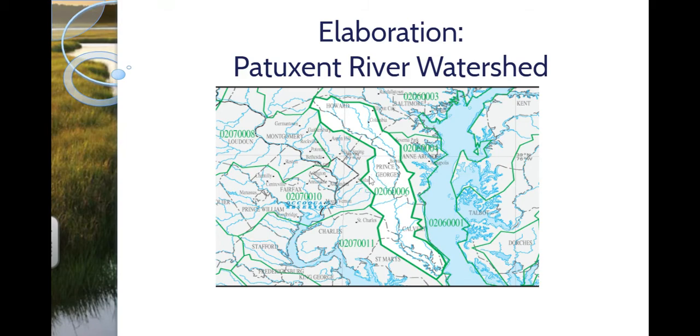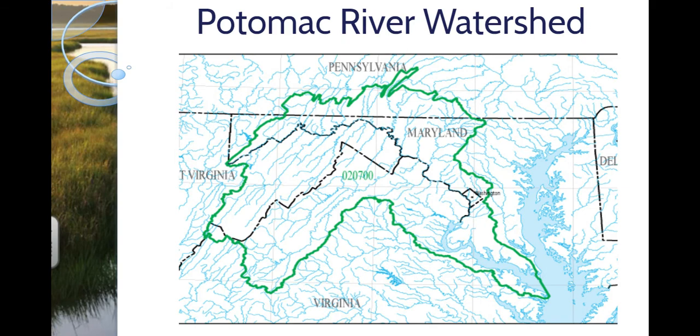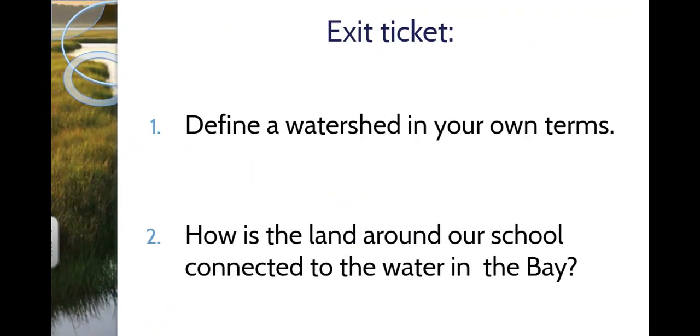All right, let's move forward. So now we're going to wrap up our lesson. We have an exit ticket of 5 questions. These are the first 2 questions. Ms. Spencer, can you read those questions for me? Okay, so your first question is that you will define a watershed in your own terms. The second question is, how is the land around our school connected to the water in the bay?